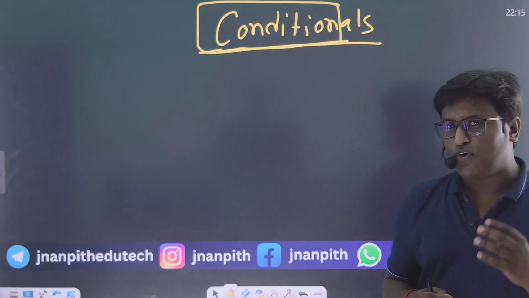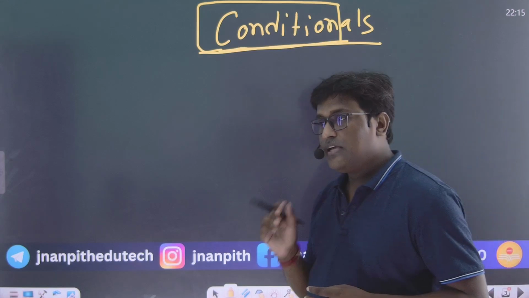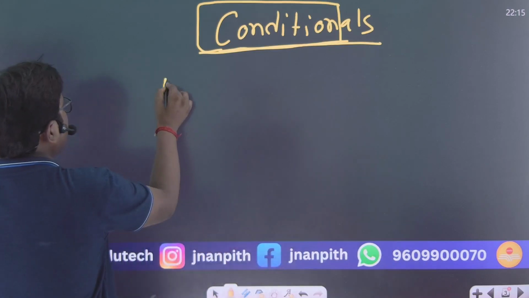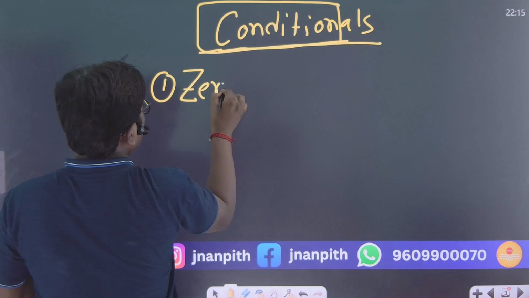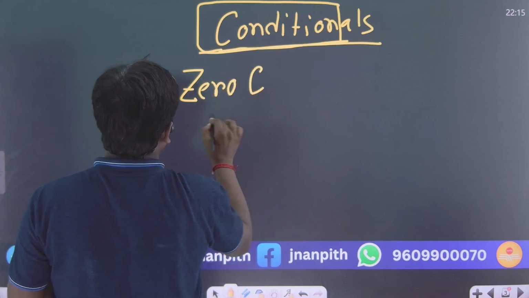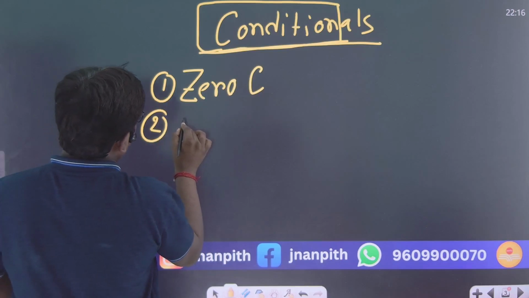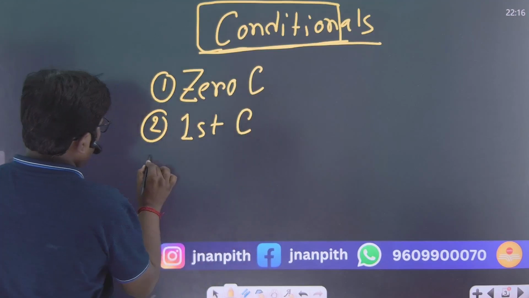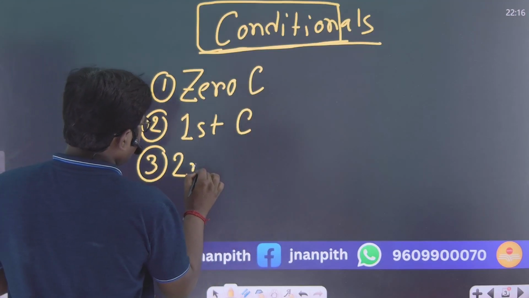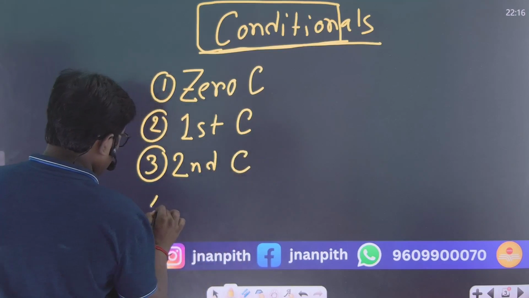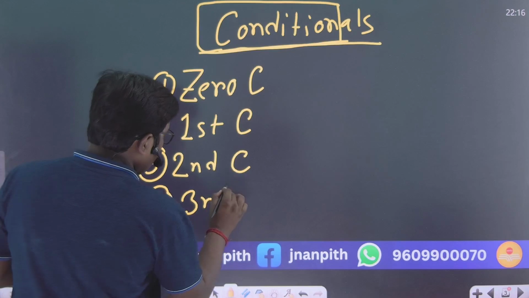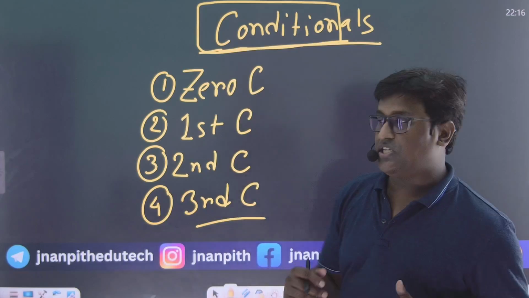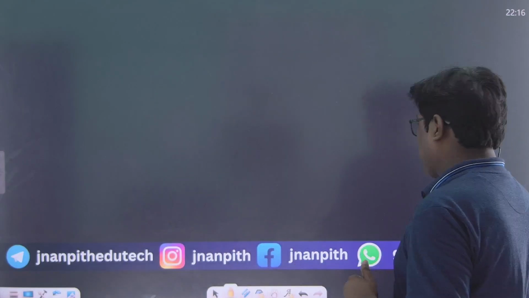Now we are going to learn how many types of conditionals there are in English grammar. We can see four types of conditionals, which begin with zero conditional. Number one is zero conditional. Number two, first conditional. Number three, second conditional. Number four, third conditional. So let's start with zero conditional. Very important but very easy.